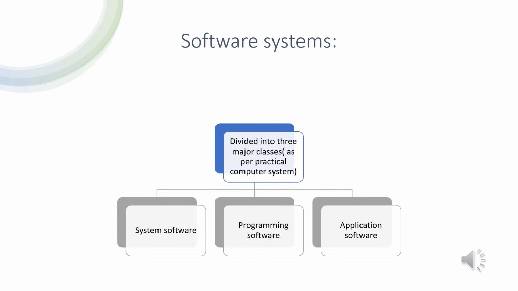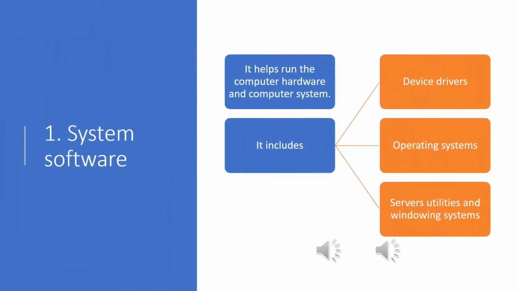Now, practical computer systems divide software systems into three major classes. One is system software, second is programming software, and third is application software. Although the distinction is arbitrary and is often blurred, there is a distinction in a computer software system. These three divisions are important from the exam point of view. Now we will discuss these three sections one by one. I think that will be better.